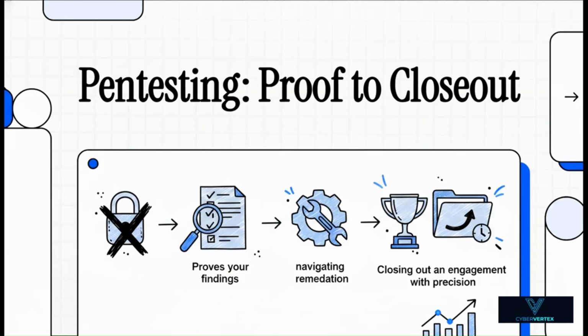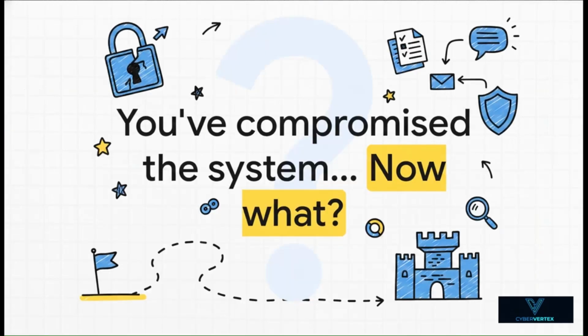Let's get into it. So you did it. You're in. You've popped a shell. You have access. But this question right here, this is what really defines your value as a pen tester. Honestly, getting access is just the starting line. It's what you do next, how you document, how you communicate, how you help your client actually get better. That's the real game. So what's the first step?